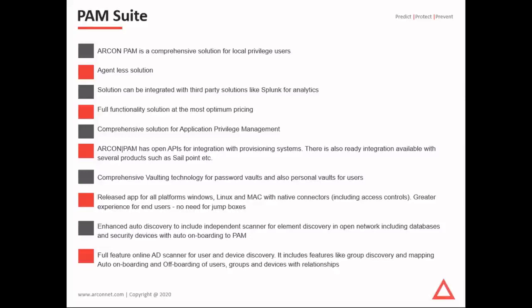We also have a comprehensive approach to application privilege management and comprehensive vault technology. We have our own password vault. We do not rely on third-party utilities. We do not rely on third-party resources. Whatever features we were talking about have been created by our own team.